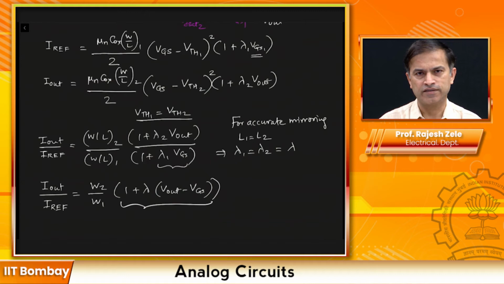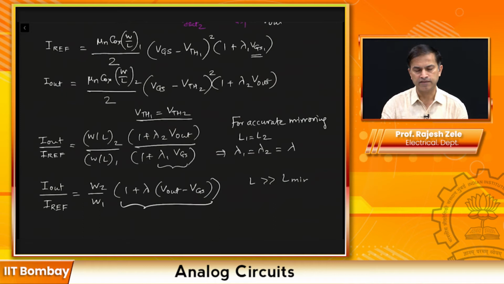You want lambda to be as small as possible so that we are independent of the output voltage, as a result of which we want channel length to be as high as possible. So when you're mirroring current, keep your channel length as high as possible compared to L minimum. Any technology, let's say 1 micron CMOS technology, means the minimum channel length of that device is going to be 1 micron.